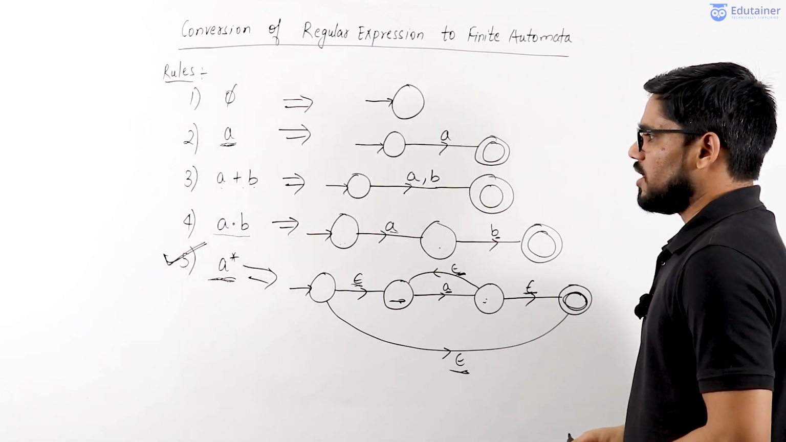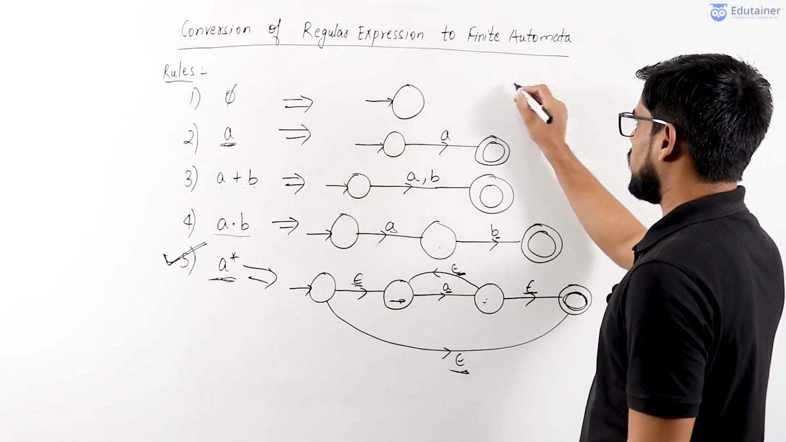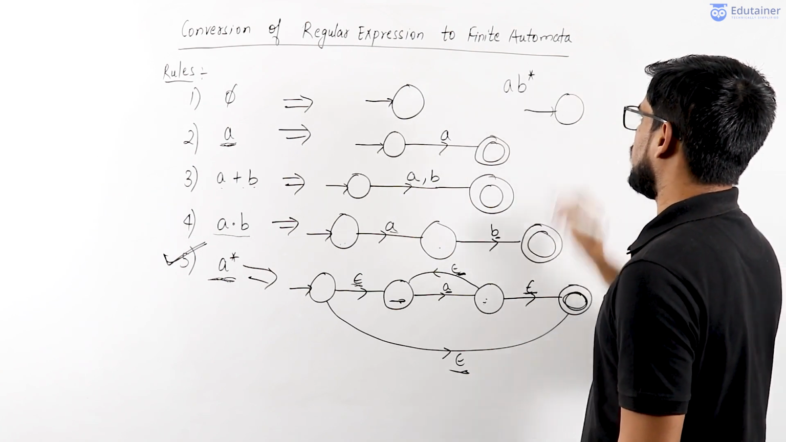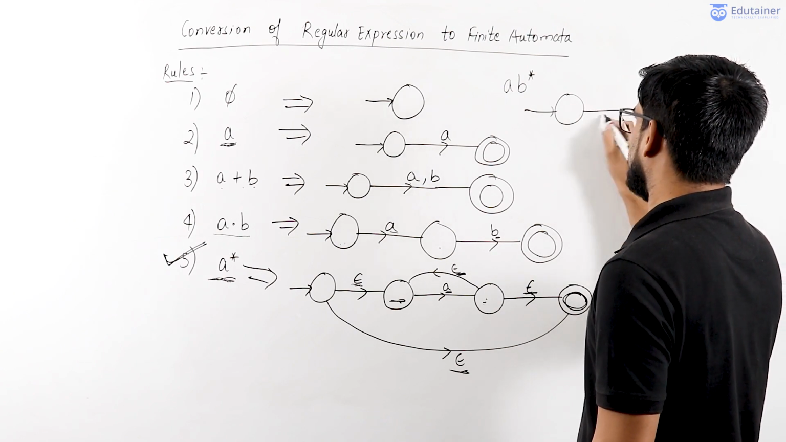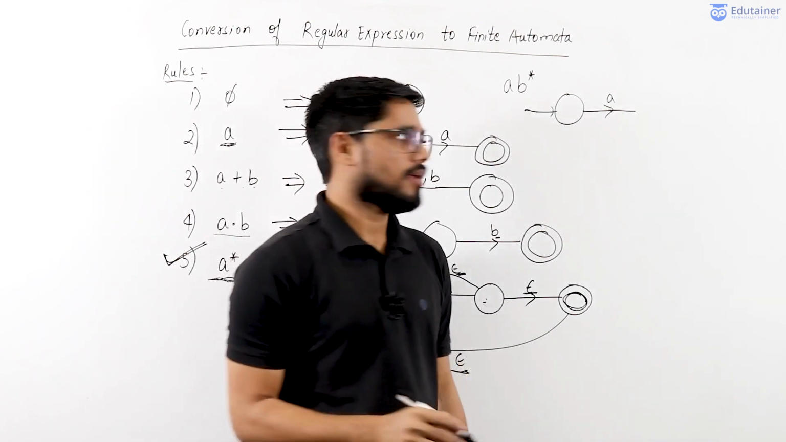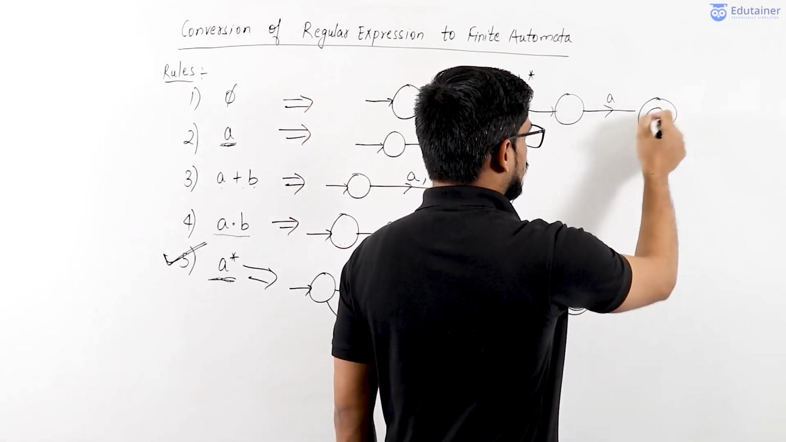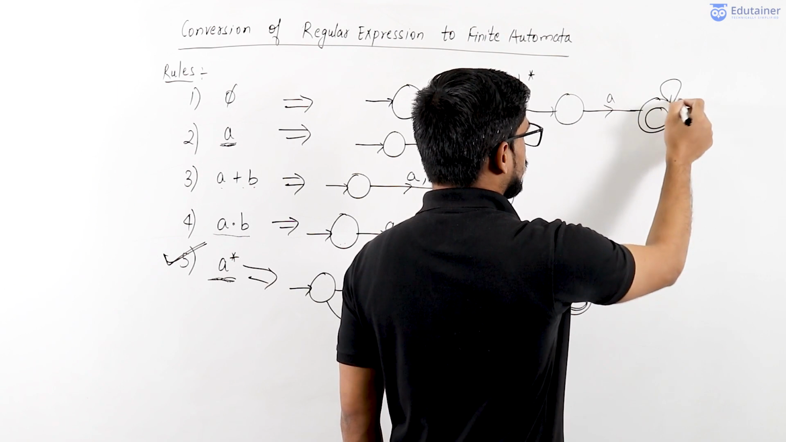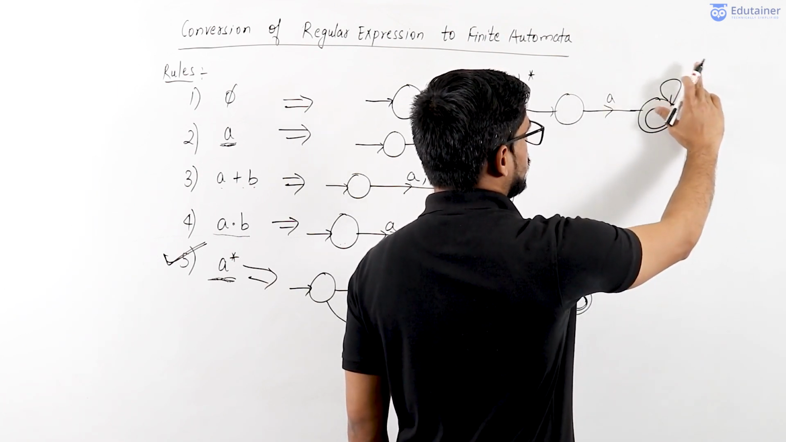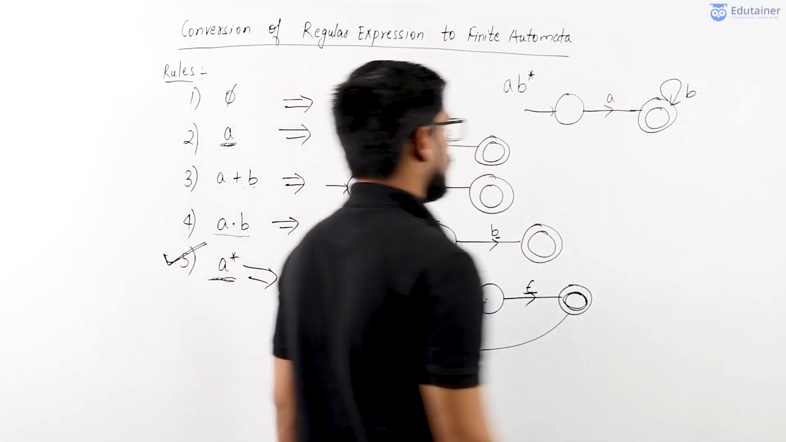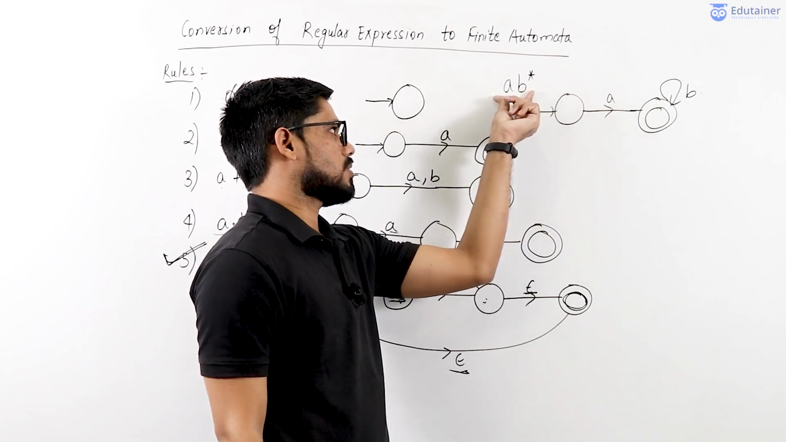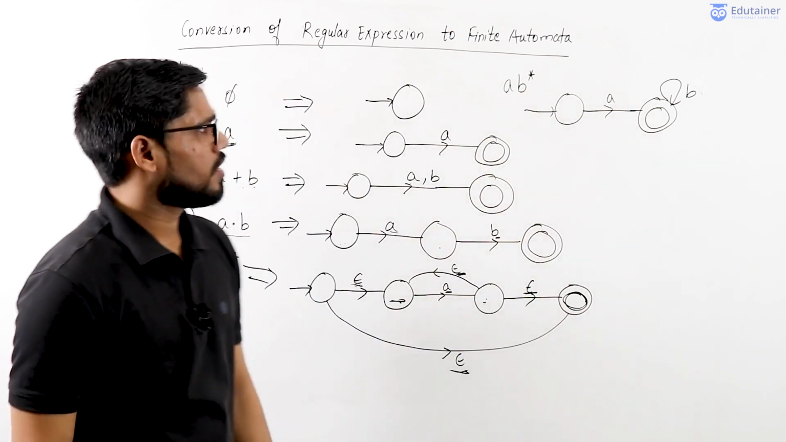For example, let's say a regular expression A B star, then what will be the finite automata? The finite automata has an initial state, and then I will take a move on input alphabet A and go to the final state, and on the final state I will make any number of B's. I will take a transition of any number of B's on the final state itself. So this is the finite automata for the regular expression A B star.